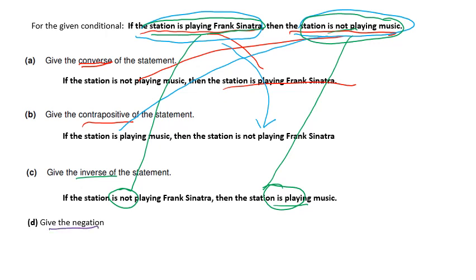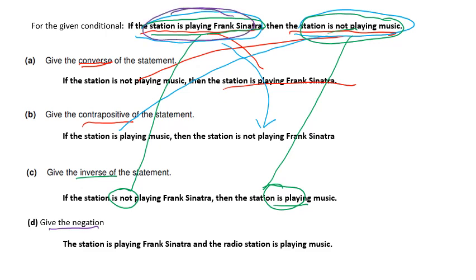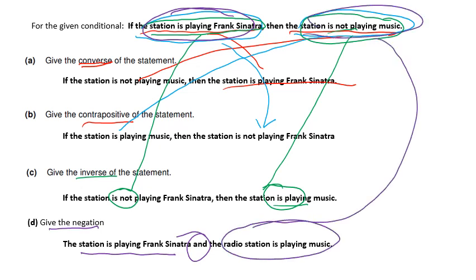And now for the last one. Give us the negation. For the negation, we leave the first statement alone. We convert it to an and. We negate the second statement. So, I'm leaving the first statement alone. The station is playing Frank Sinatra. I converted it to an and, then I took the second statement and I took its opposite. Not playing is playing.